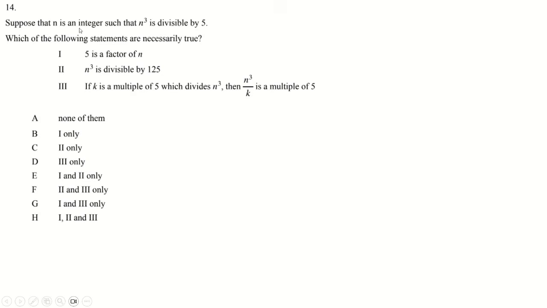N is an integer such that n cubed is divisible by 5. Which of the following statements are necessarily true? 5 is a factor of n. Now that is actually true here but simply because 5 is prime. Like if n cubed is divisible by 5, then it has a factor of 5 in it somewhere.